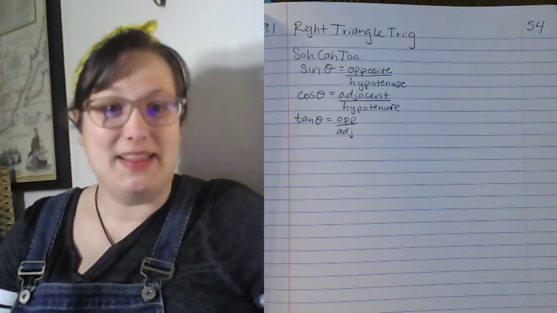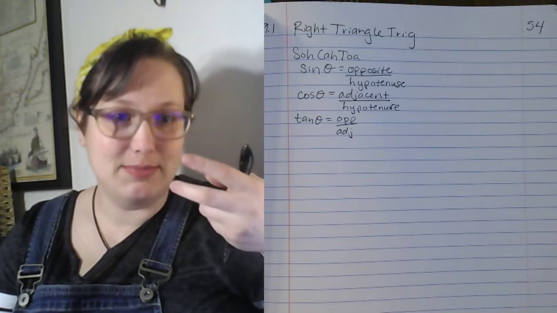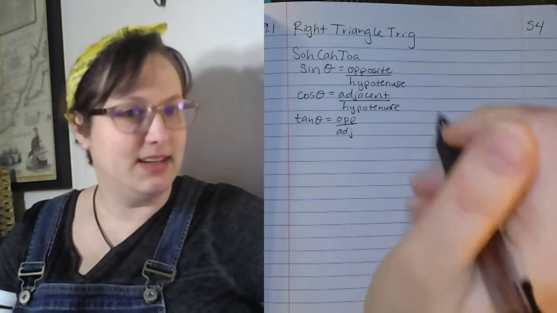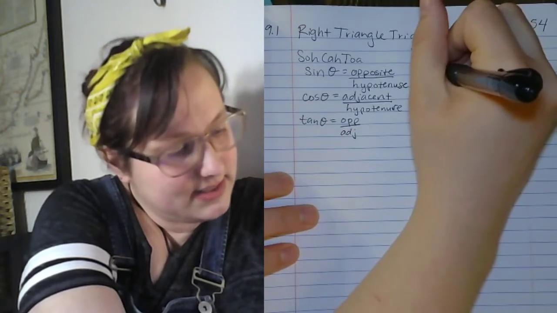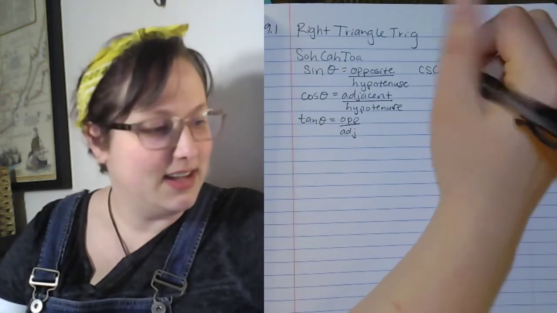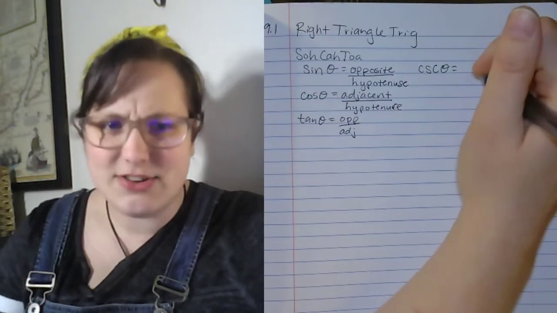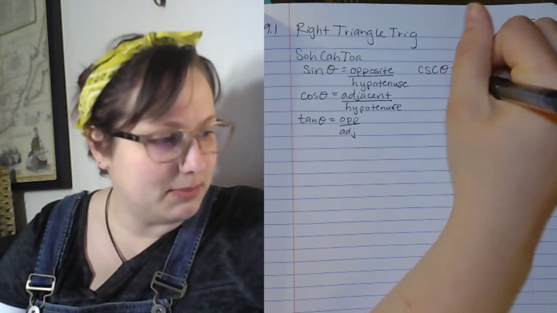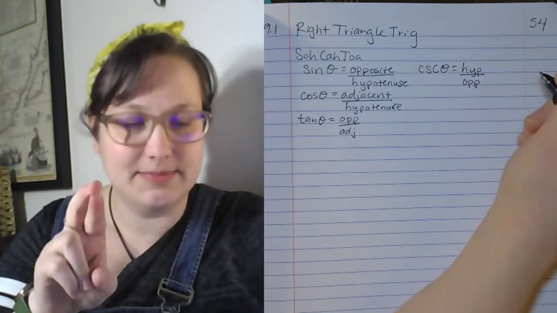So today I get to teach you about the other three. Because SohCahToa all can be flipped over, but we don't have a word for the H over A. So what we're going to do is we're going to say cosecant. Cosecant of an angle is the buddy for sine. They are BFFs. And they can't see each other right now either. It is hypotenuse over opposite. It's the flipped over version of sine.